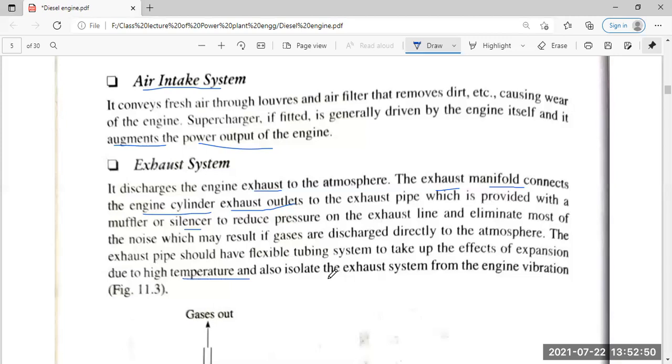Isolate the engine. So what is that? A flexible tubing system is required. The main reason is that there will be additional expansion in the pipe due to the high temperature of the exhaust, and it also isolates the exhaust system from the engine vibration to a certain extent.